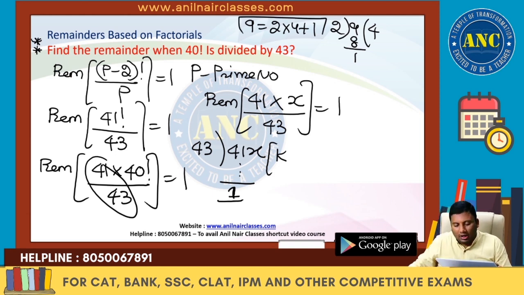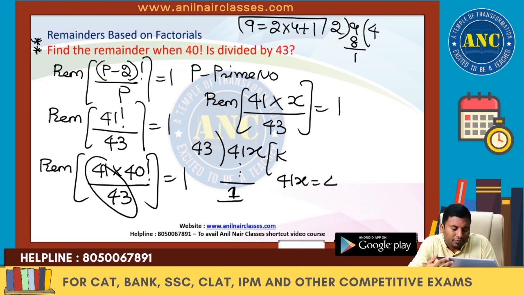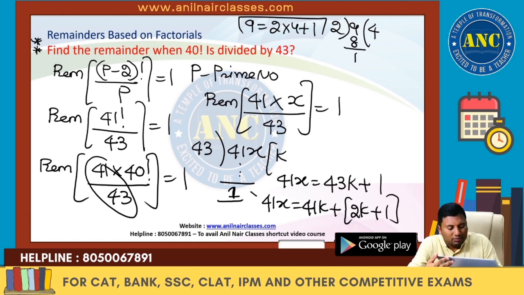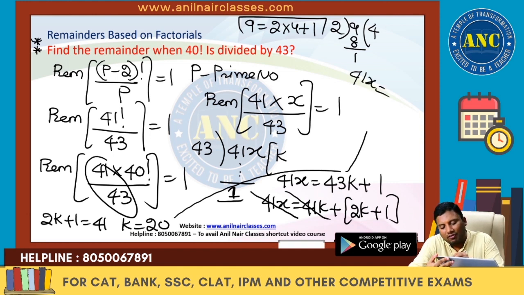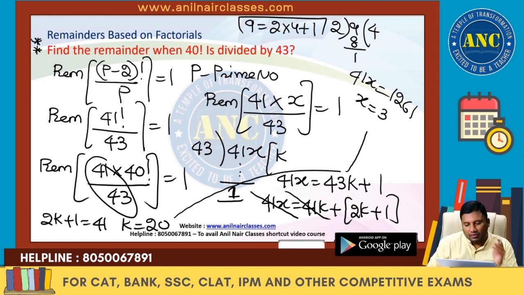Similarly, here it will be. Listen carefully. Very, very good questions. 41x is equivalent to 43k plus 1. So, 41x is nothing but 41k plus 2k plus 1. This is divisible by 41, this is divisible by 41. 2k plus 1 should be divisible by 41. So, k value is nothing but 20. If I substitute it, 41x is equivalent to 43 into 20 plus 1, that is 861. So, x is equivalent to, 41 threes are 123. I hope it is clear, right? K is 20.